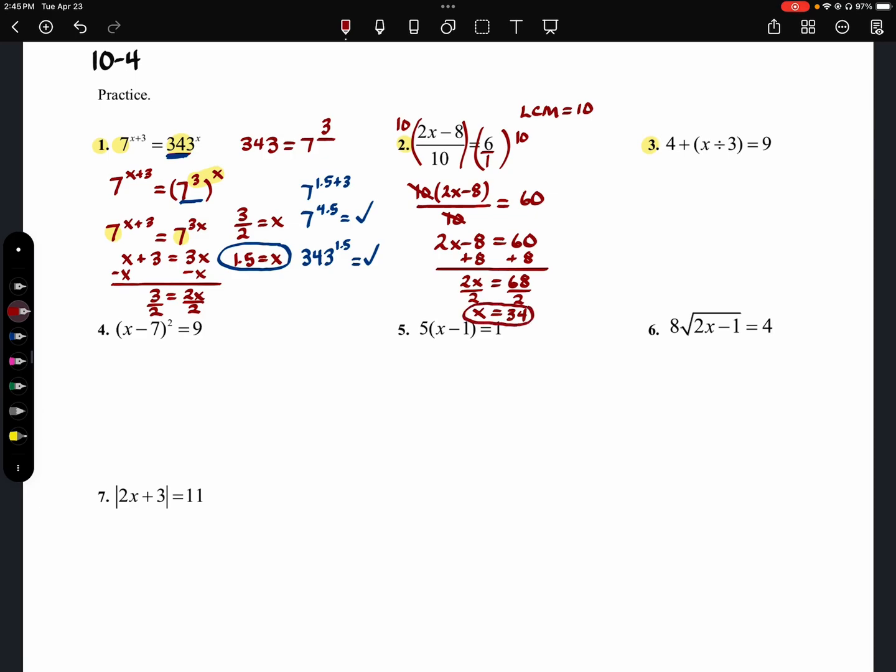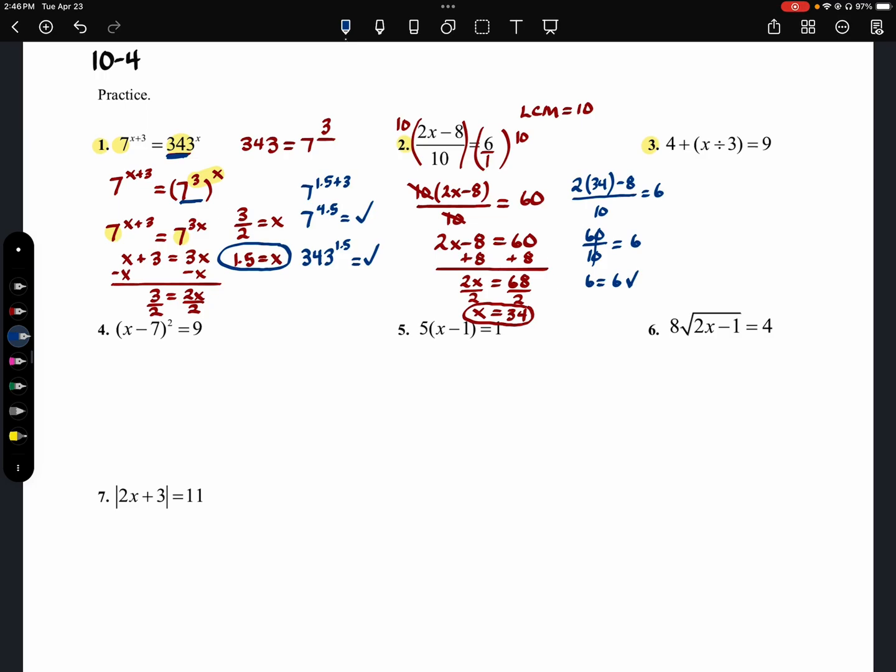So now we can take that, and if you want to check it, let's see what happens here. 2 times 34 minus 8, all divided by 10. We're saying that should equal 6. 2 times 34 is 68, and 68 minus 8 is 60. So we have 60 divided by 10 is 6, which is true. 6 equals 6. We know we're good.